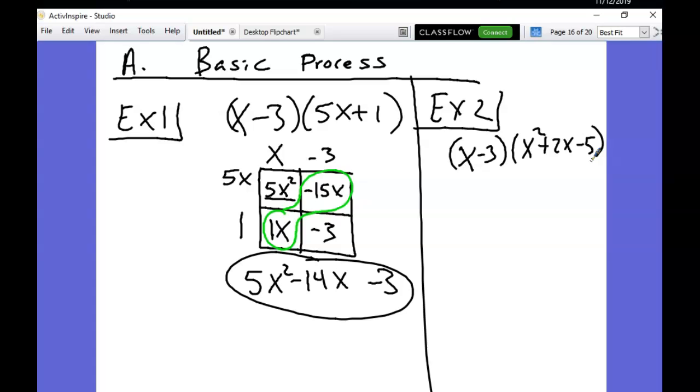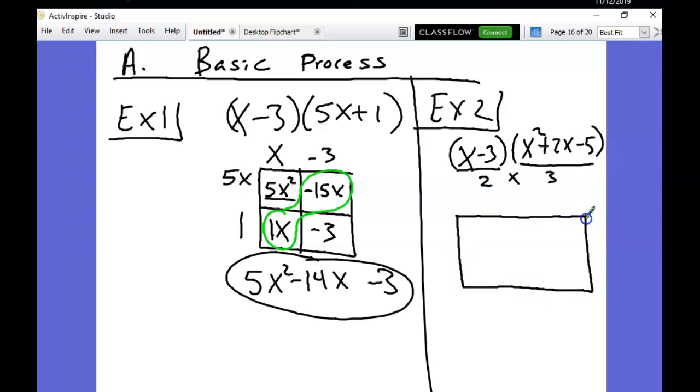How many terms does this have? And this one? So I need to make a box that's 2 by 3. So it's going to be more like a rectangle this time rather than a square. So the one that has 2 terms, I'm going to put down the side here. The one that has 3 terms, I'm going to write it along the top. And then just fill in the box like normal. Okay? That's the only difference there.